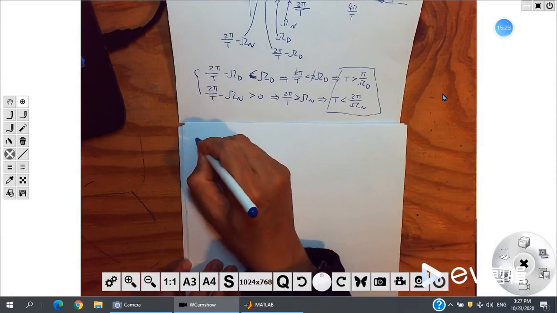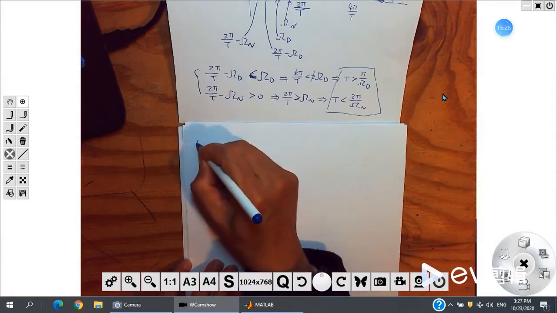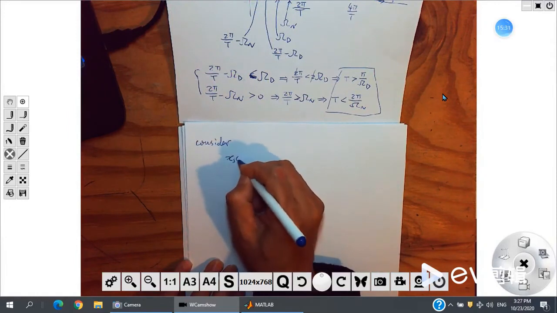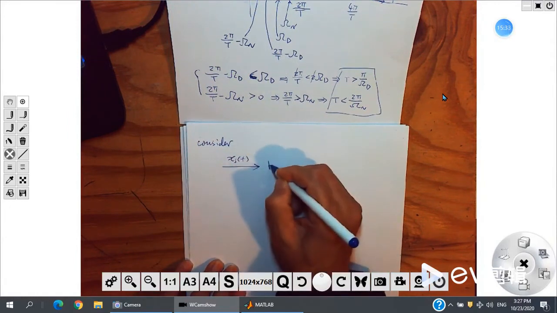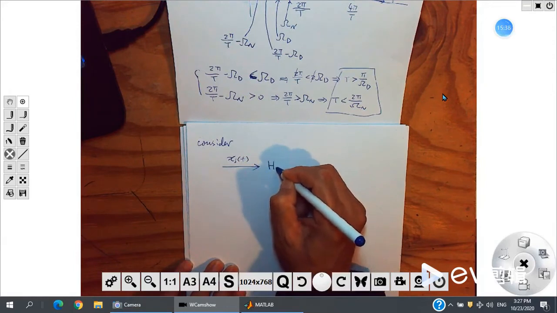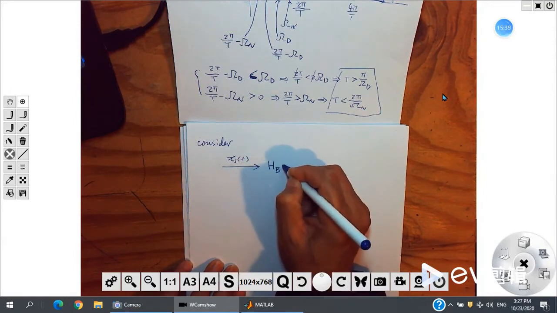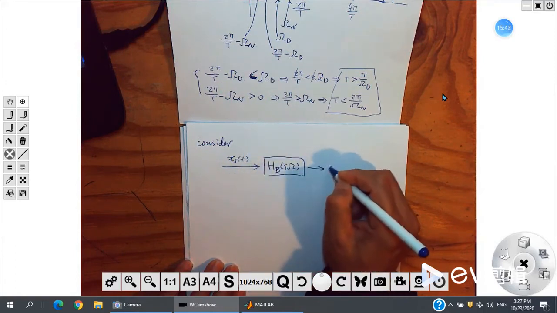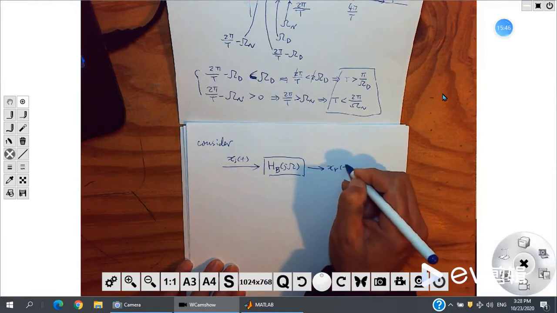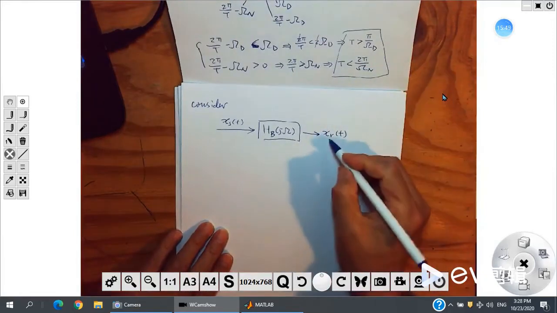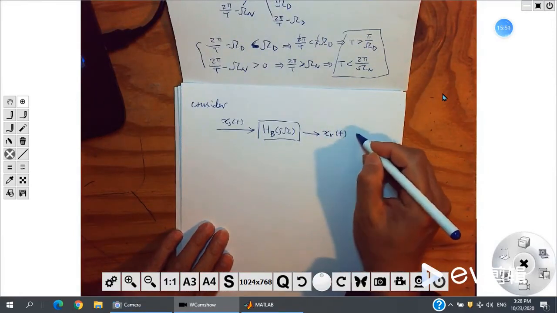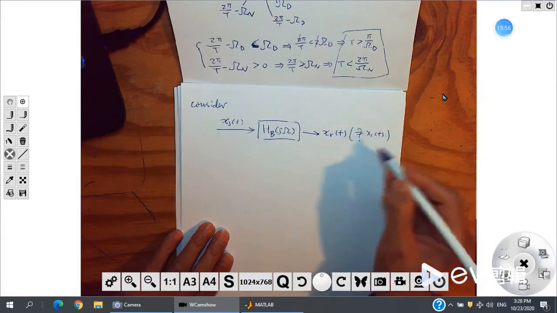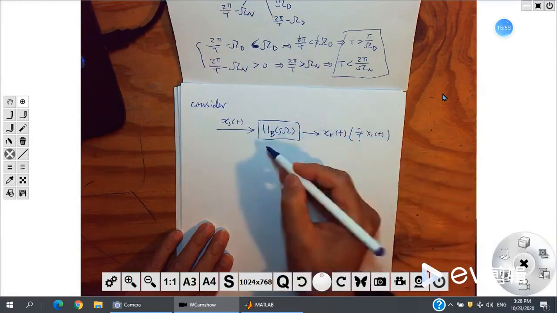So, design bandpass. Consider, I still have x_s, right? x_s of t goes into an ideal bandpass filter. I put a B here, H_B of j omega. This side will be x_r of t, and I will say this one will equal to x_c of t. Maybe they are the same, maybe they are not, they depend. Okay, so how to choose this B?